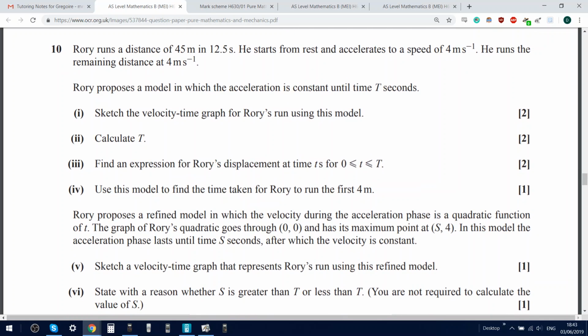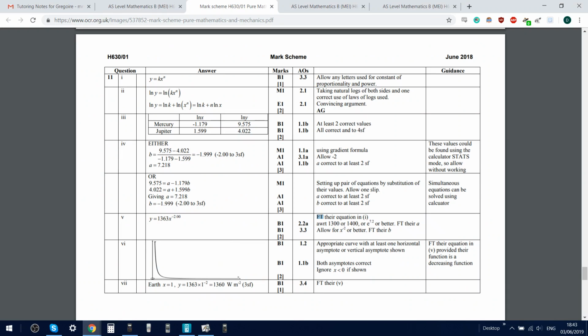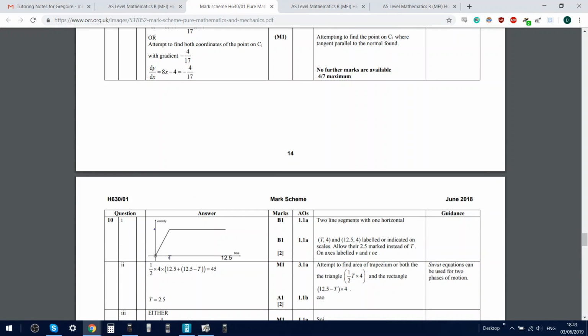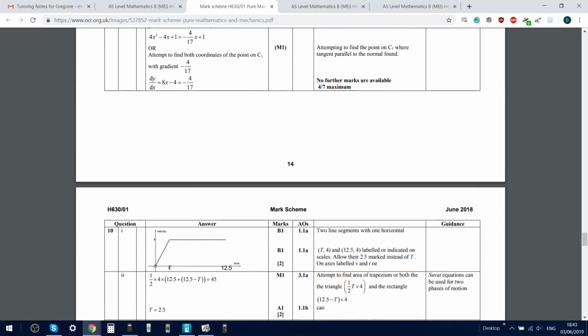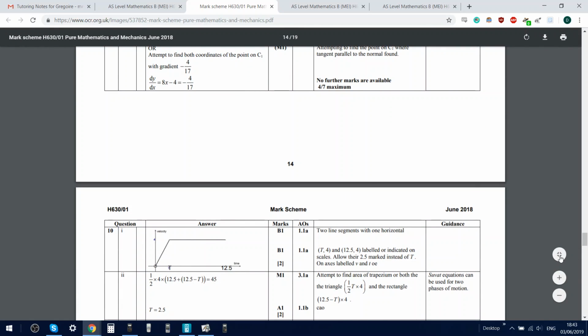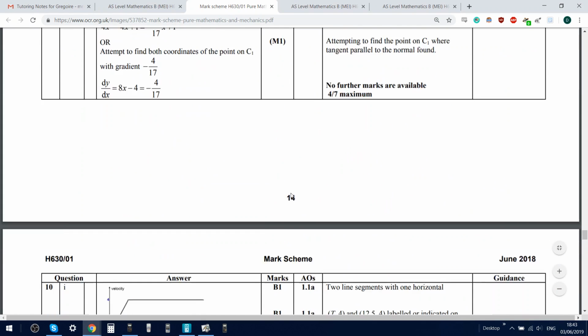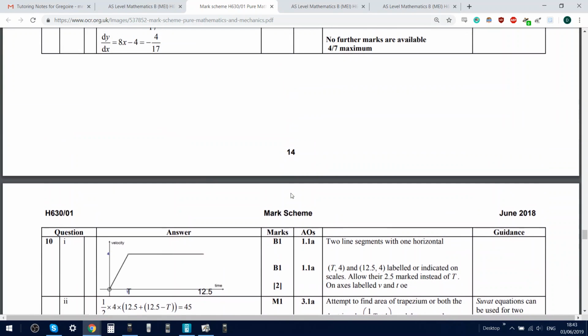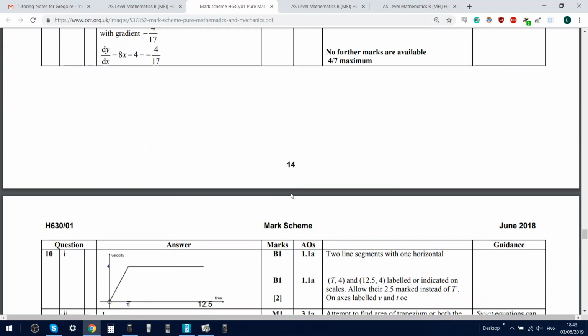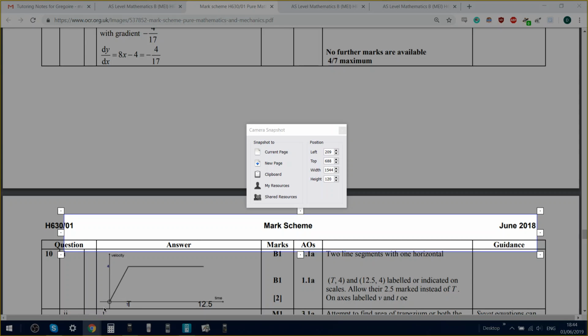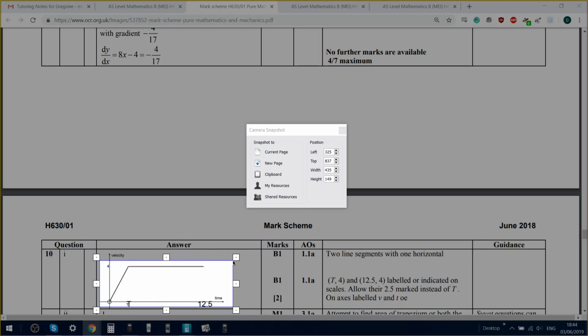So you would just do it in terms of t. So you had the graph, and you had the value of t. And so you just find the area of the graph in terms of t. So just find the area of the graph. So it's 45 because it gives it to you in the question. So t should be in your answer.